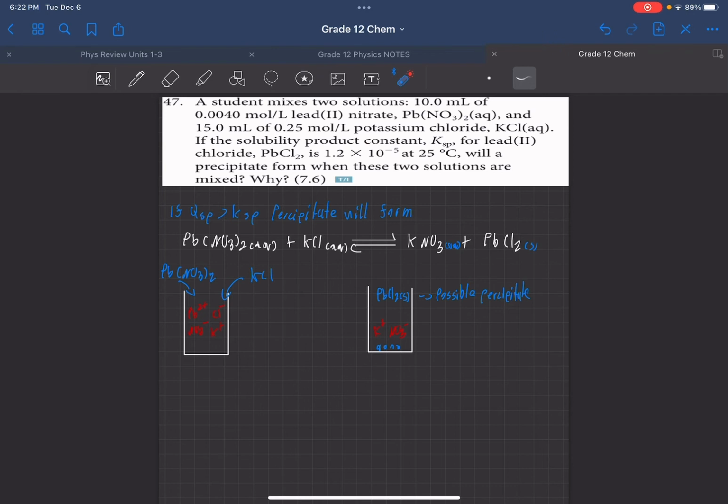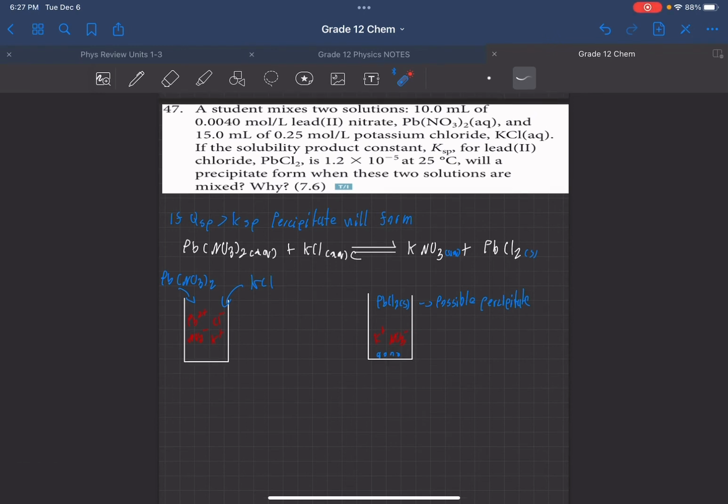However, as you can see, we have a very small quantity of lead 2 nitrate and potassium chloride. Given how small these quantities are, there is a chance that the PbCl2, our possible precipitate, does not form. There's a chance that there's no precipitate in solution and it all dissolves. So how are we going to find that? Well, we'll have to test for it algebraically through comparing our QSP to our KSP, right? If our QSP happens to be less than the KSP, then no precipitate will form. We will be unsaturated at that moment.